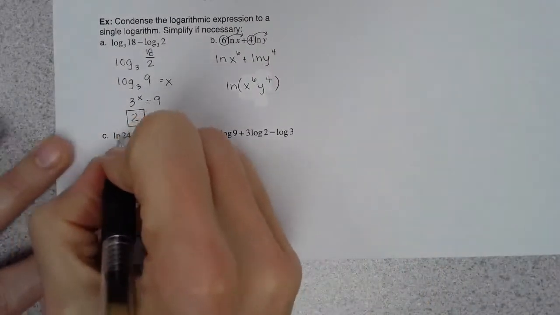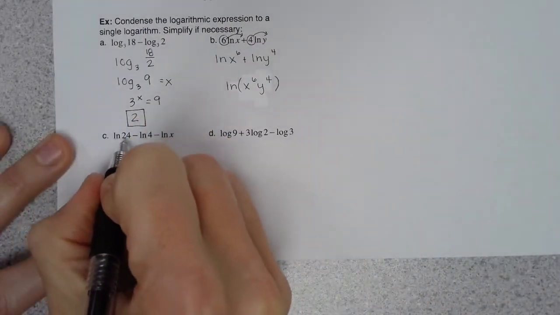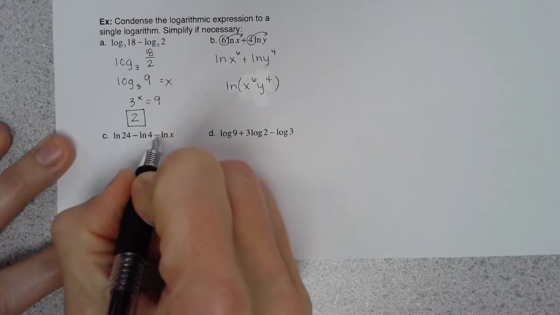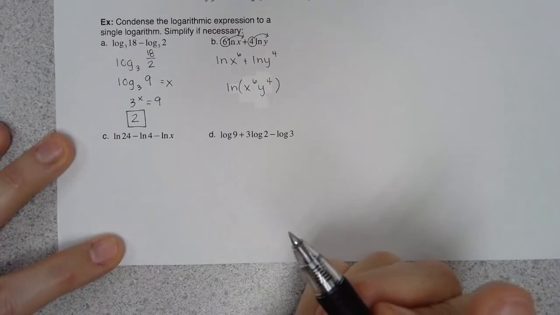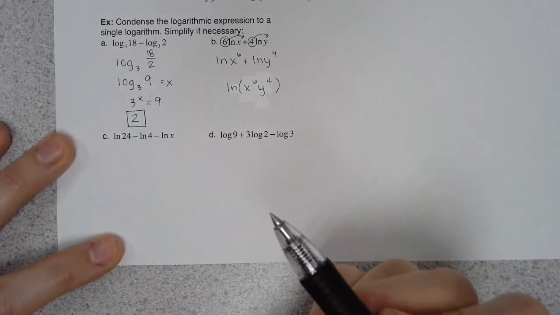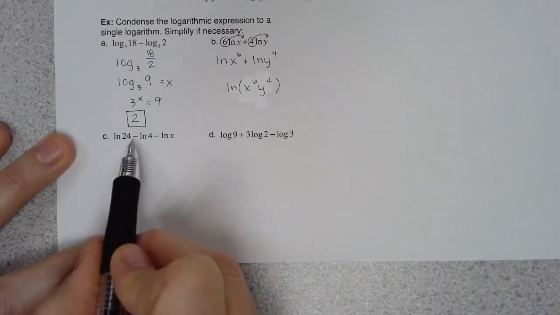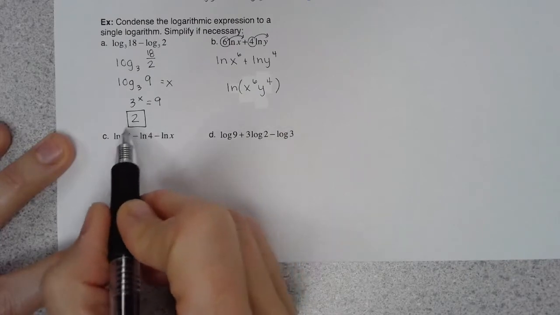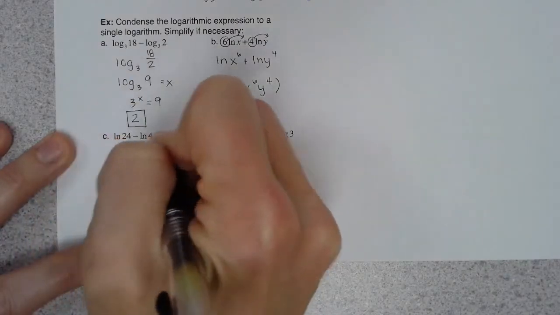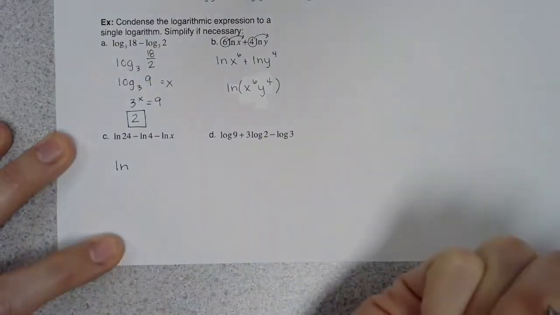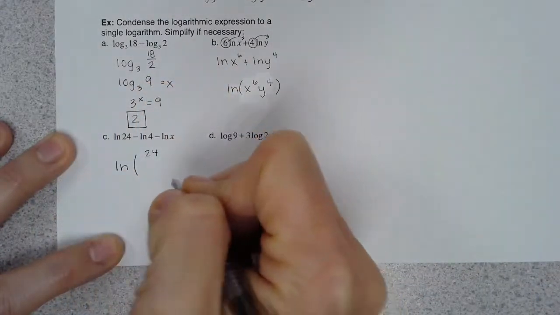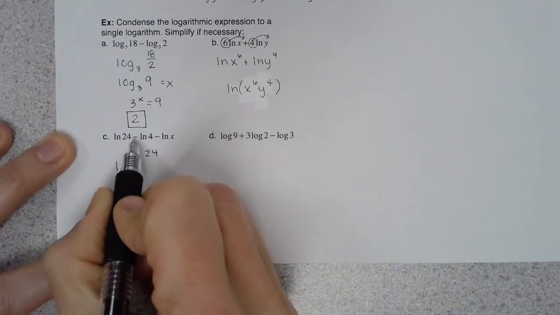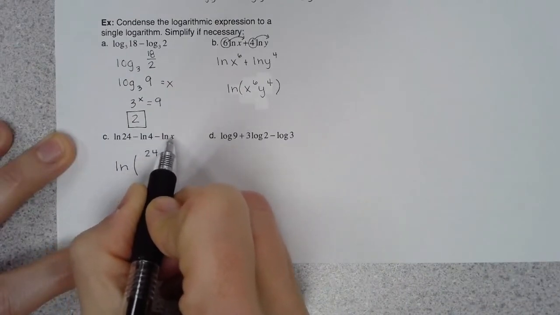Let's see, on C, the natural log of 24 minus the natural log of 4 minus the natural log of x. So there's a couple different ways that we can think about this. Remember from the previous example, when you see minus, it means it's going to be division. One way that you can approach this, right, so there's 3 parts, they're all going to combine back into 1. So it's going to be the natural log of 24 goes in the top, and then see how it says minus the natural log of 4 minus the natural log of x?